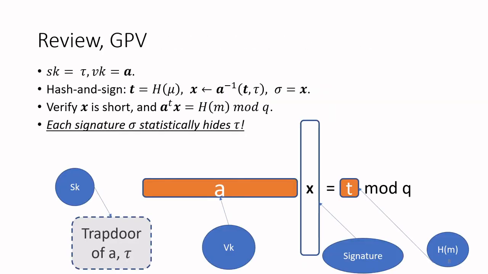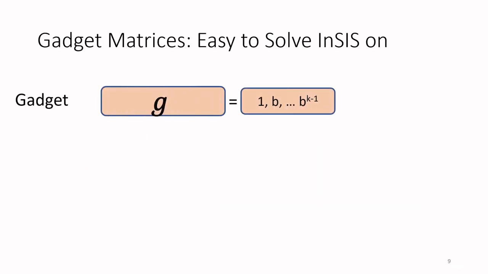Now, I mentioned that MP12 reduces this to what we'd like to call gadget-based, and now I'm going to define what these gadget matrices are. Now, these gadget matrices are really any matrix on which it is easy to solve the SIS problem. So they're not randomized; they're fixed. Also, in our schemes, everyone knows what they are.